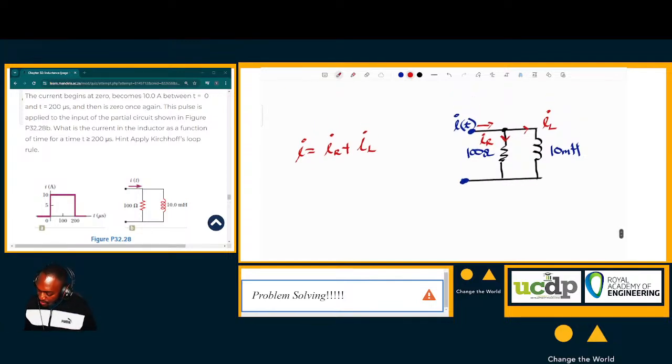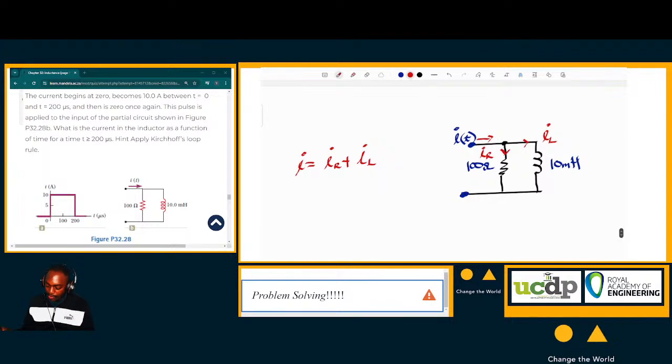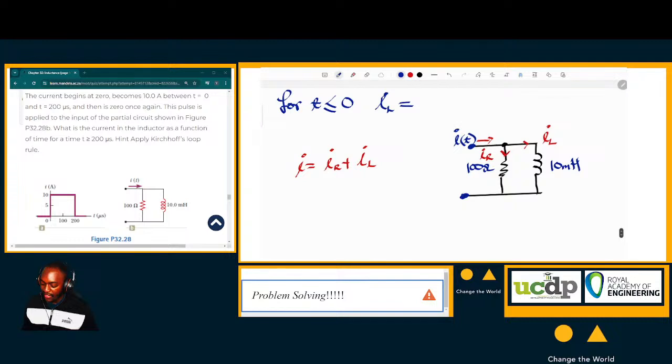So first and foremost, before we go any further, I would say for t less than or equal to 0, what will be the current in the inductor? Just as a starter, what will be the current in the inductor at t less than 0? If you look at your pulse there, I think it is also 0, sir. It will be 0, which means that there's no current in the inductor at that time.